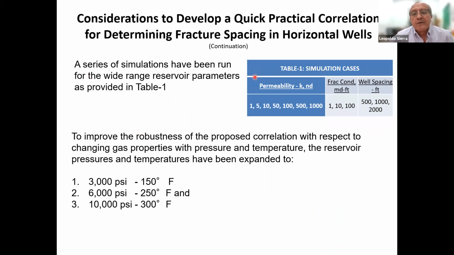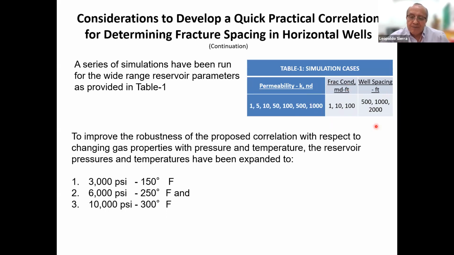So we changed the permeability of formation for gas and oil from 1 to 1,000 nanodarcies. And we changed the fracture conductivities, I'm talking about proppant conductivities, from 1 to 100 millidarcy-feet. And also we consider changes in the fracture spacing from 500 feet to 2,000 feet. So we try to use a wide spectrum for the permeability, fracture conductivity, and well spacing.